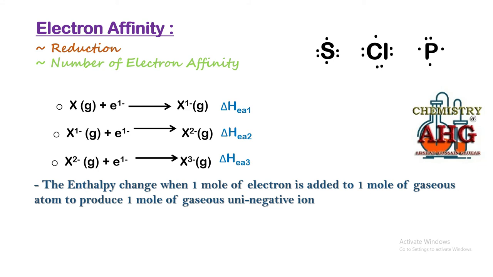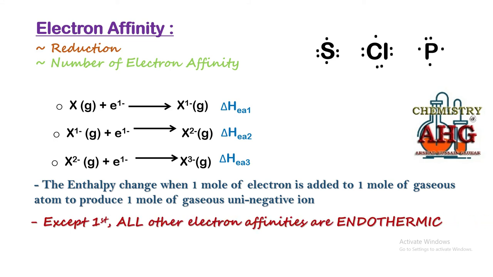What is another important piece of information about these electron affinities? You must remember the nature of these electron affinities. So remember, only first electron affinity is exothermic. It releases energy, while all other electron affinities absorb energy. They are endothermic. So generally, except first, all other electron affinities are endothermic. You should remember first electron affinity is always exothermic, the second and so on are always endothermic. What is the reason behind that? I'm going to explain that.